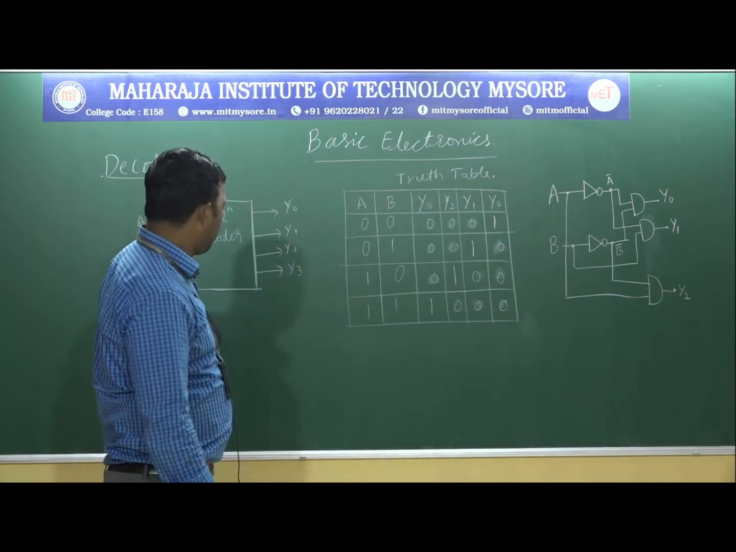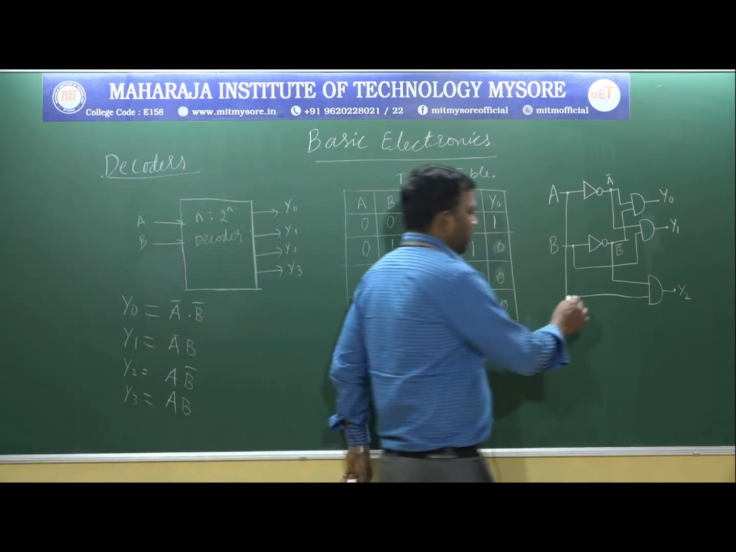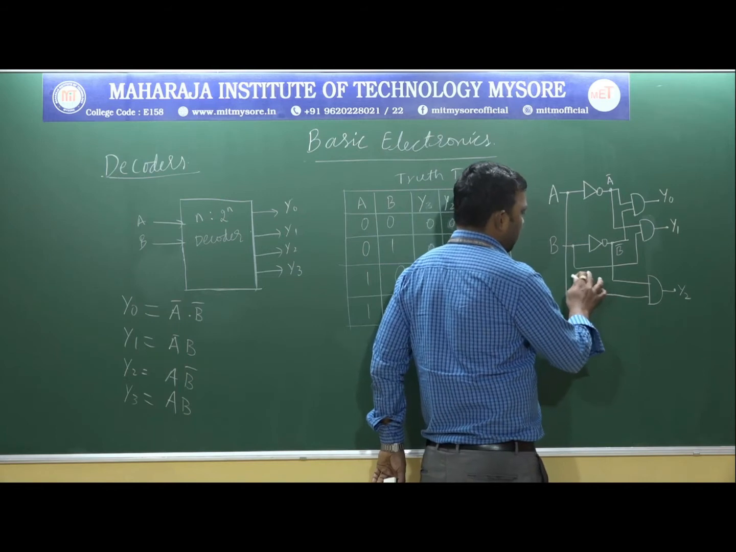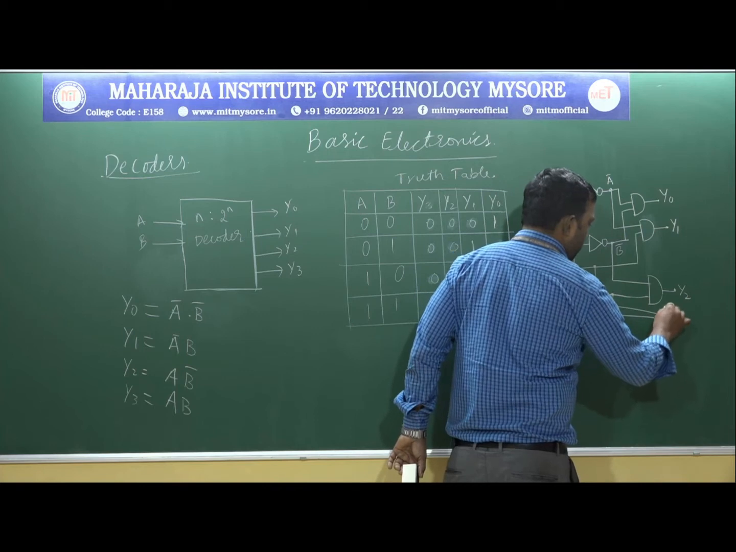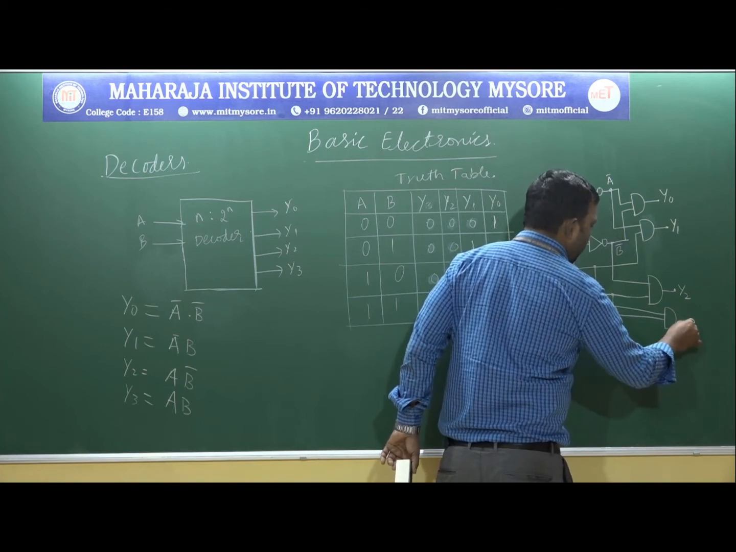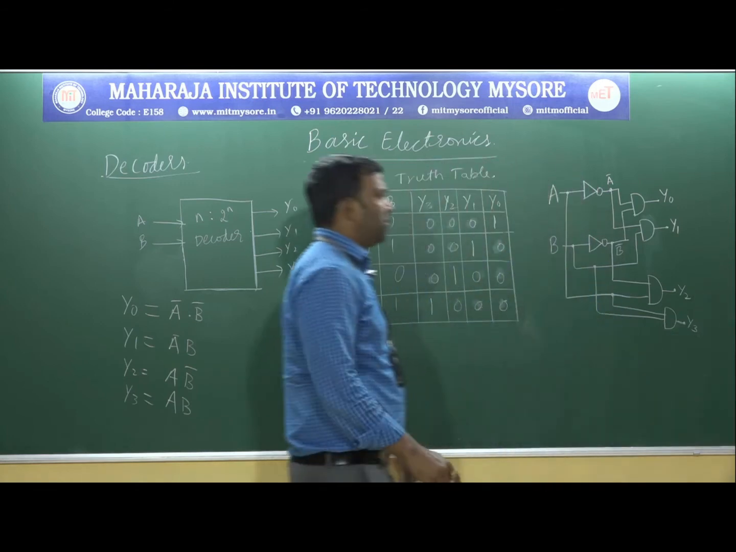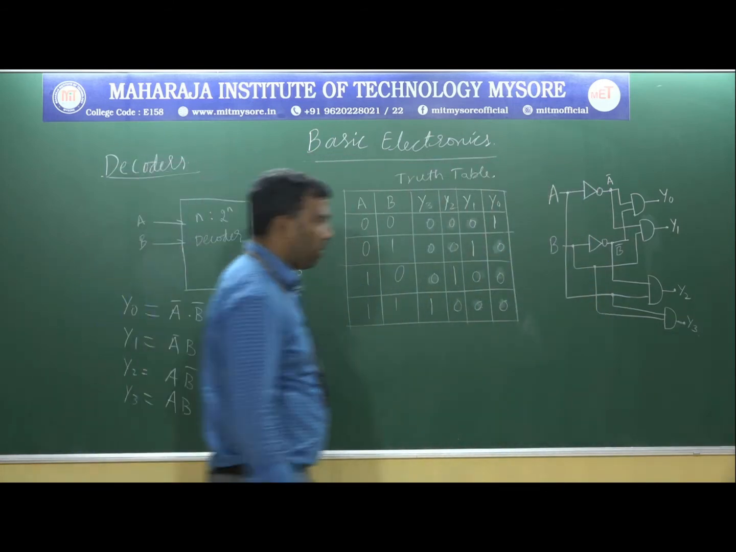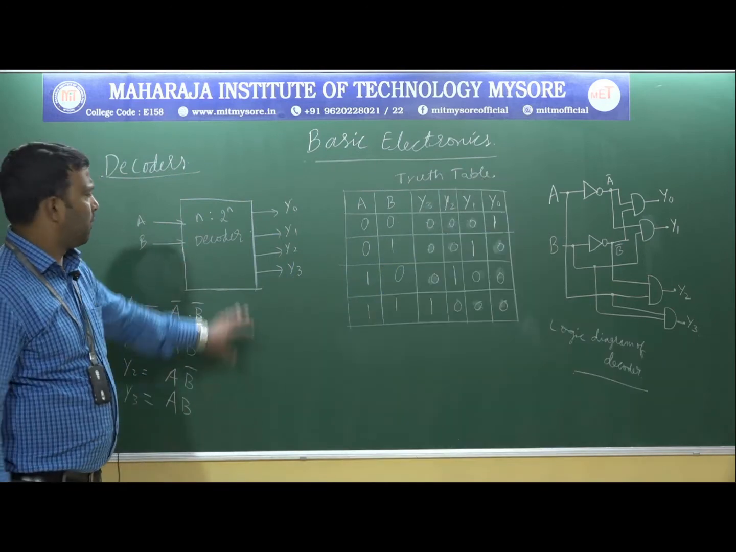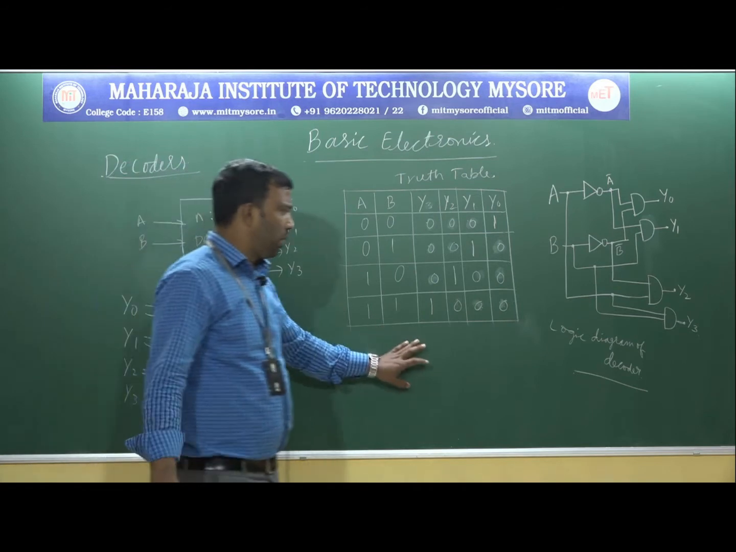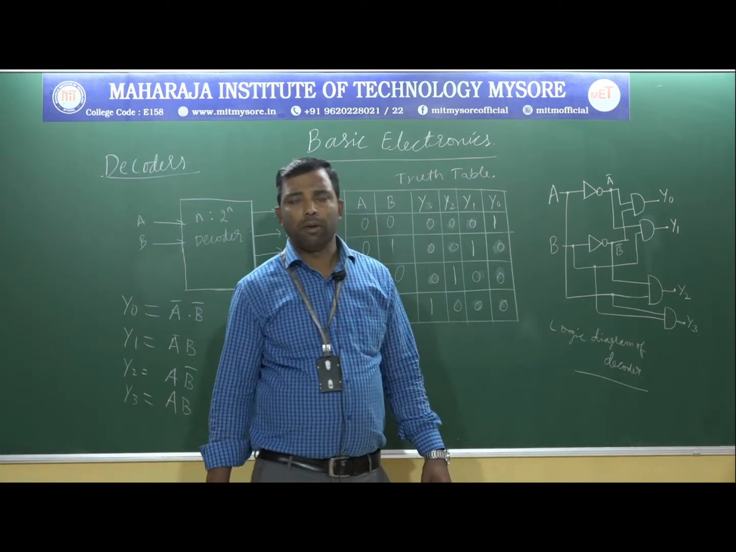Next is Y3, which is A B. This is A and this is B. Take these two to the AND gate. This is nothing but Y3. So this is nothing but the logic diagram of the decoder. We have seen the decoder operation with the help of the block diagram, truth table and also the logic diagram. This is nothing but the decoder.